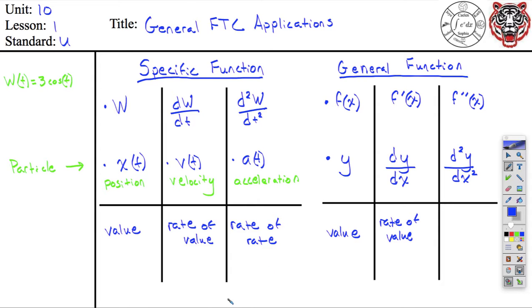Another way of saying that is it's how fast the rate is changing. So this is how fast the value is changing for the rate. And now the second derivative is how fast is the rate changing. So rate of rate again over here.